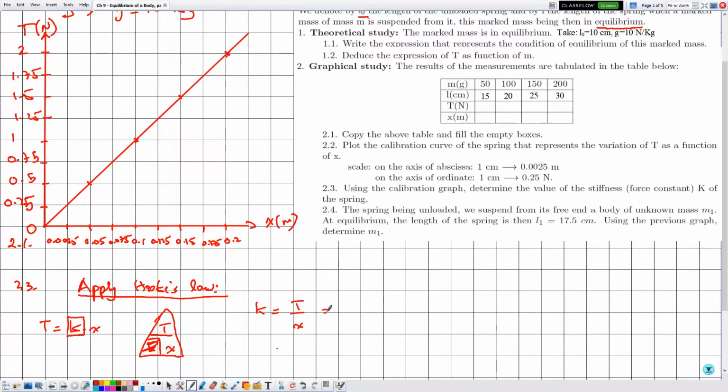Now we need to find values of T and x. We can choose any value from the table, or since we have the graph, we can choose any point belonging to this graph.